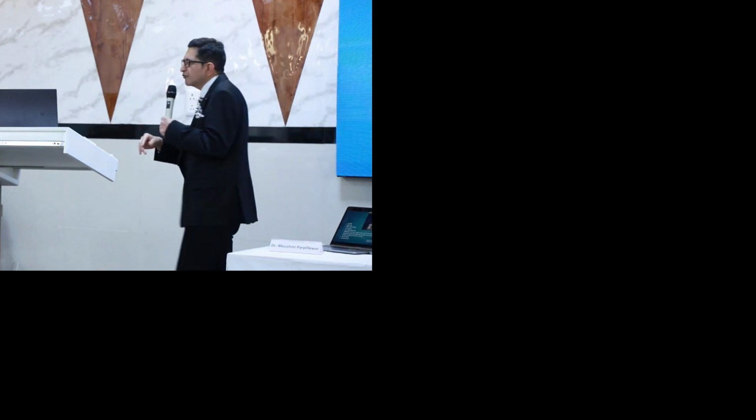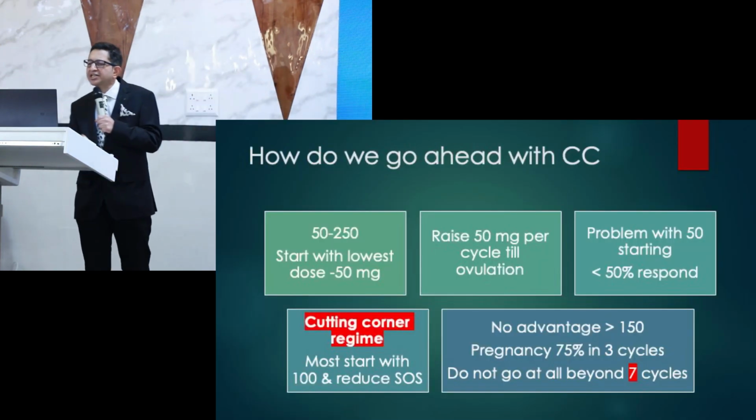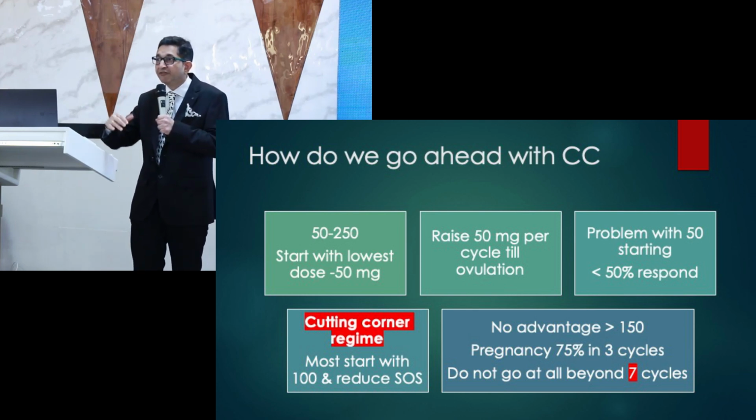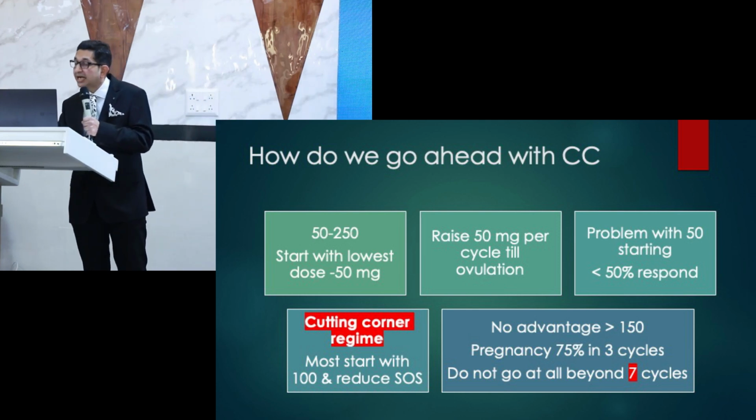So CC resistant is no ovulation at all. CC failure is ovulation taking place but no conception. So the conception rate with CC is low. That is the tragedy with CC. And it is more common with overt PCO with very high BMI and obesity and high androgen.